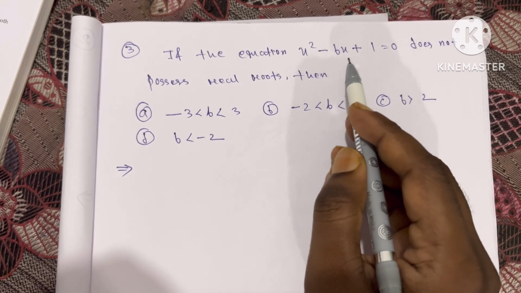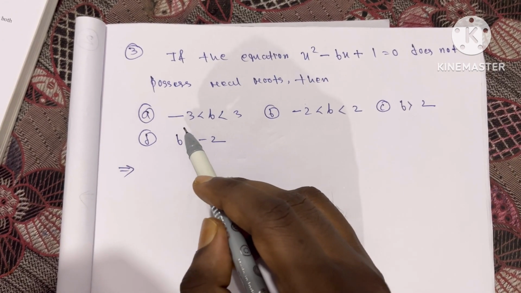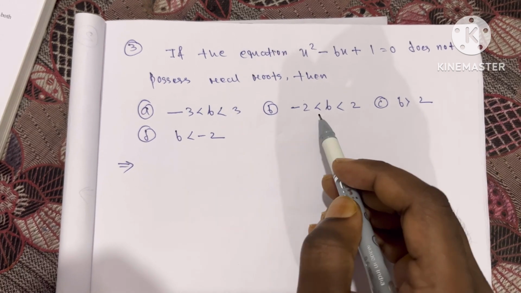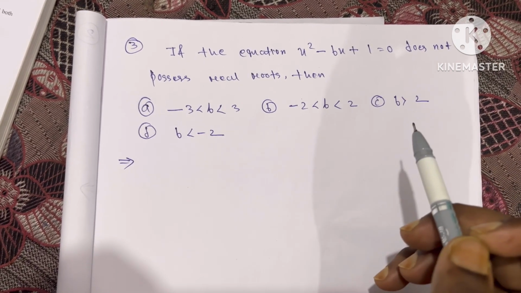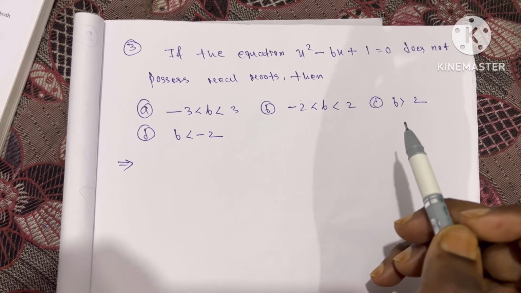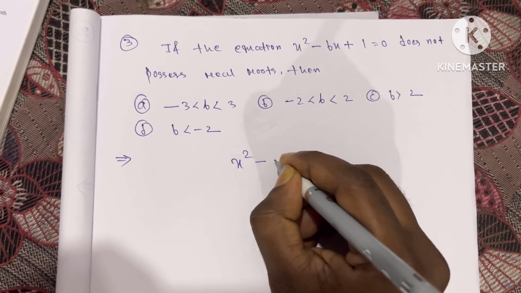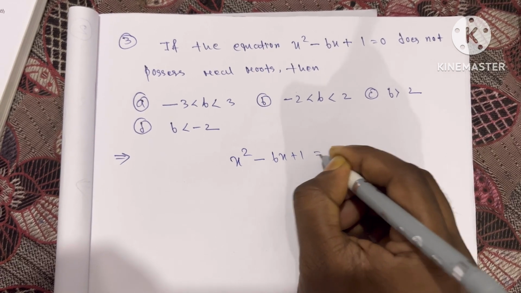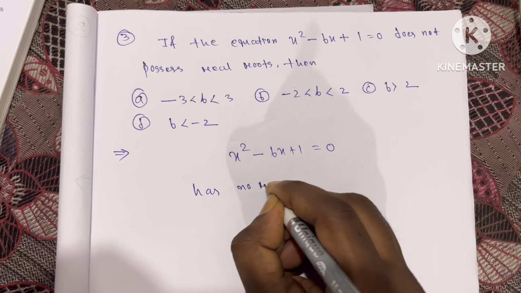If the equation x square minus bx plus 1 equal to 0 does not possess a real root, then: minus 3 less than b less than 3, minus 2 less than b less than 2, b greater than 2, and b less than minus 2. So according to the question, our quadratic equation x square minus bx plus 1 equal to 0 has no real root.